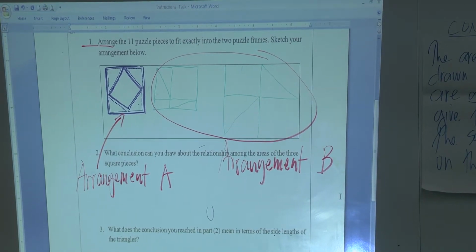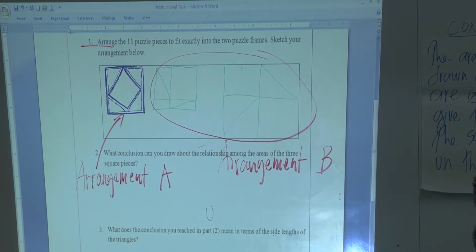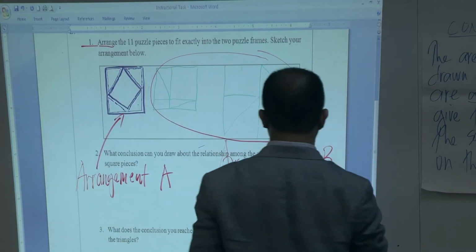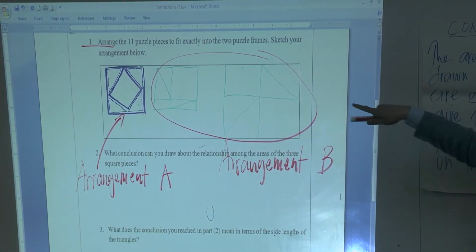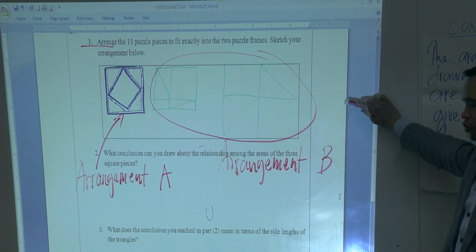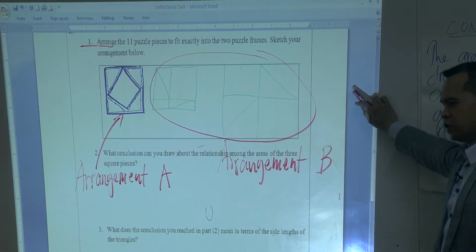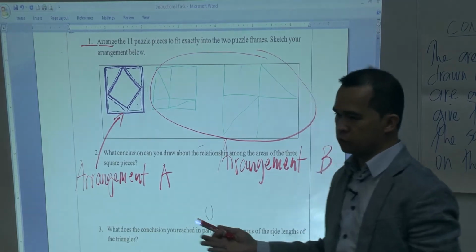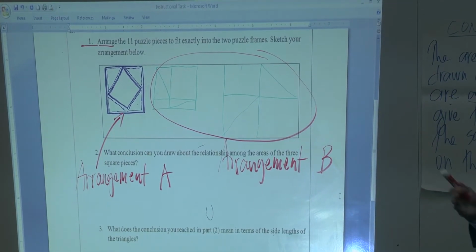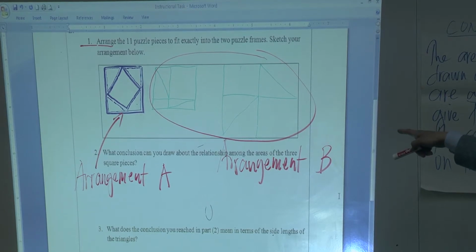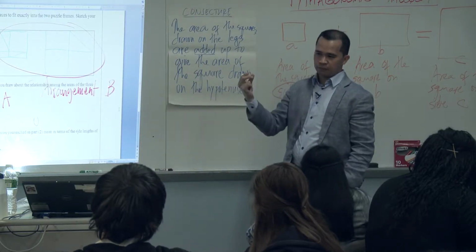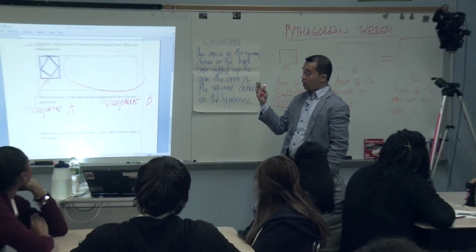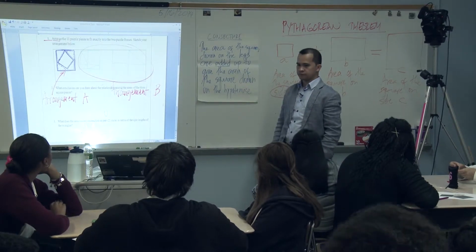We're about to discover something very important here. And I need you to take as much time as you can to think about this question. Based on these 2 arrangements, can you make a conjecture, a claim, or draw a conclusion? Because remember, you had different puzzle sets, but you came up with apparently the same arrangements, right? I need you to think about the relationship among the areas of the square pieces.